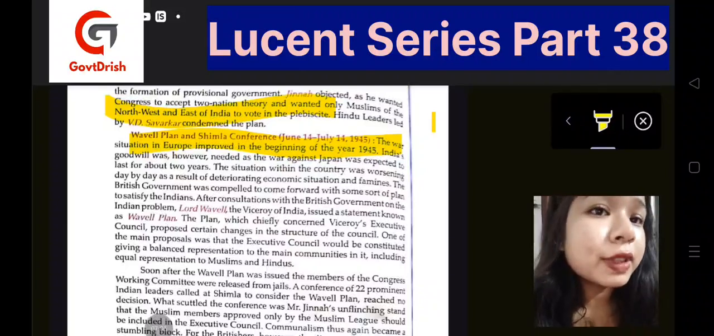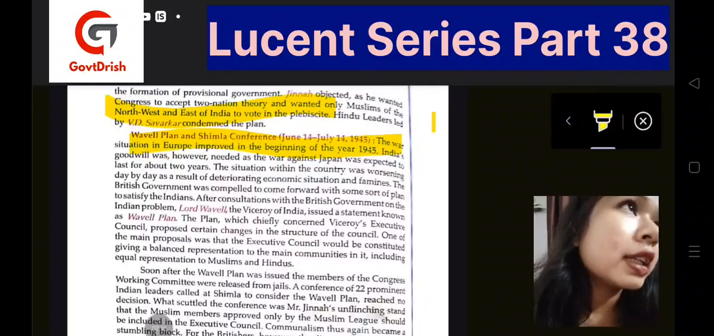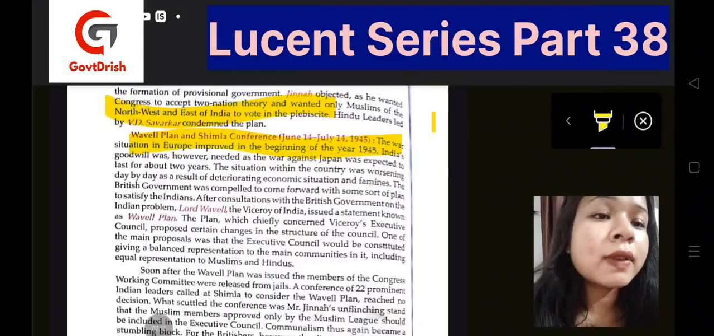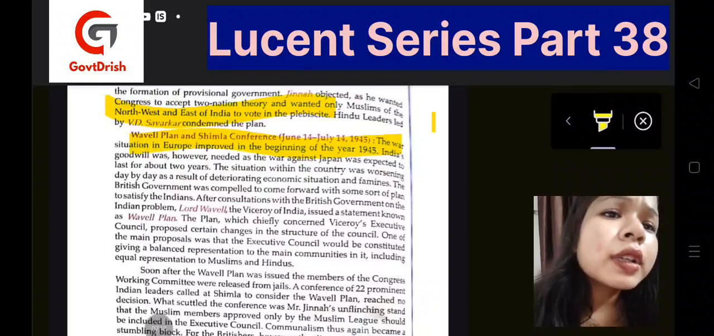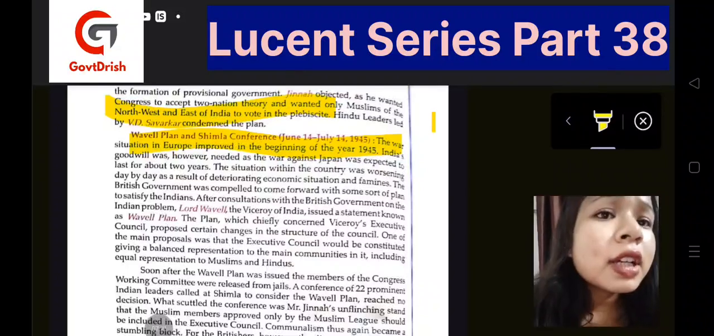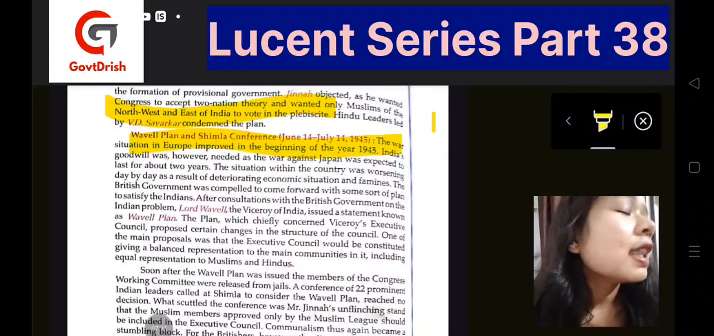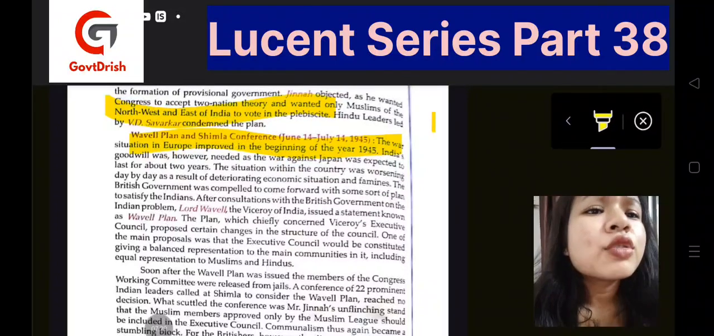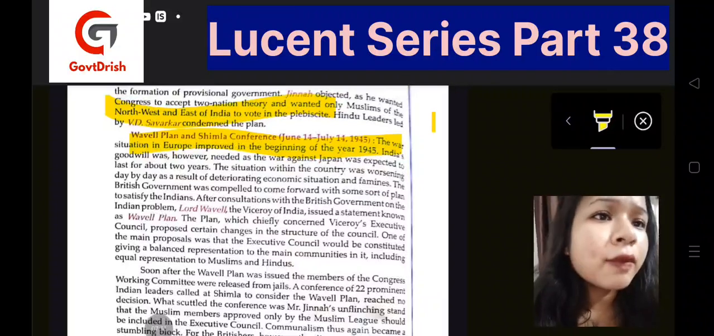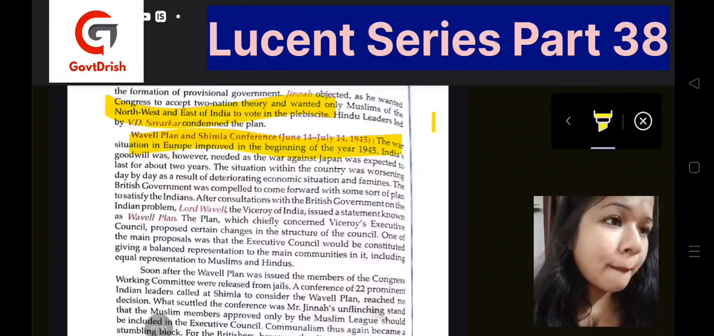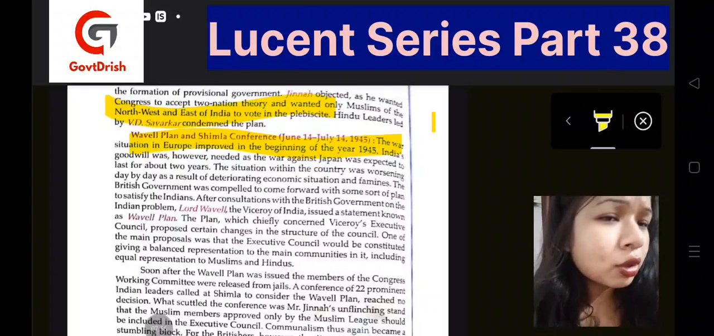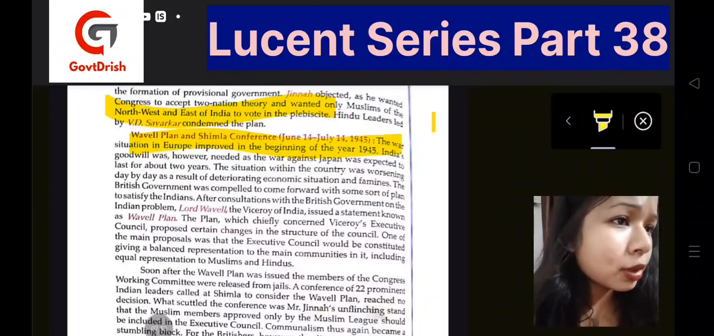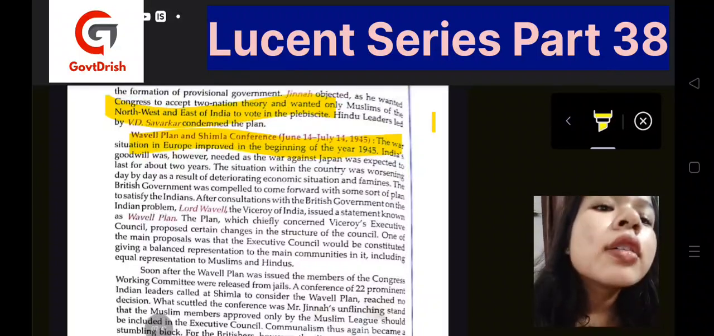Now, India's goodwill, they needed it against Japan, because they were covering the Southeast Asia part, so they needed India's help. Not only that, even in the country the situation was deteriorating. There were severe famines in India, and a dropping economic situation. So the British government was compelled to come up with a plan to give freedom to the country, or else this country would not help them and it would be of no use.